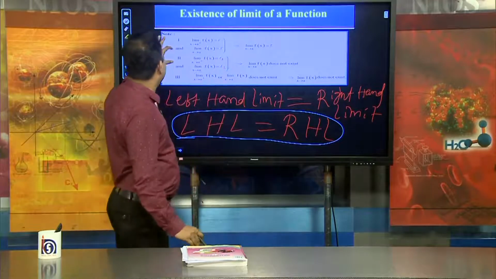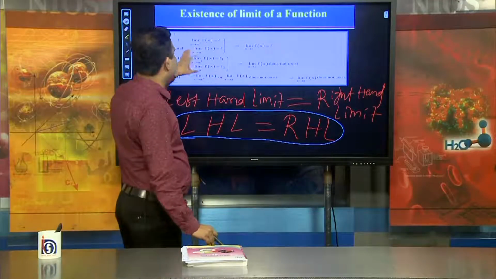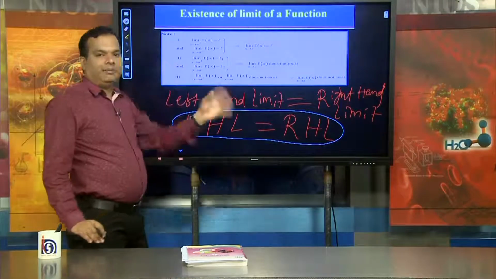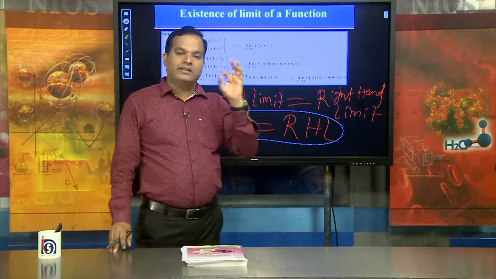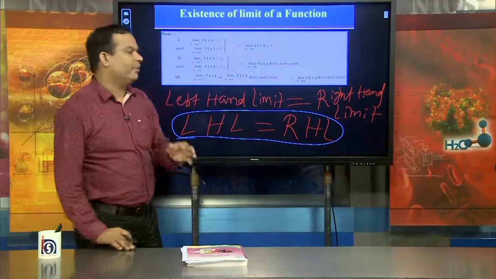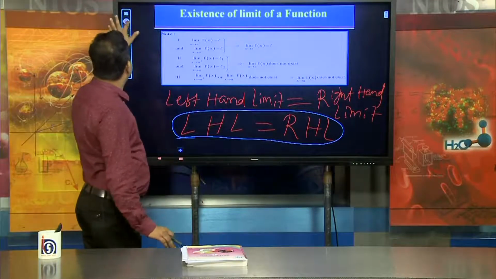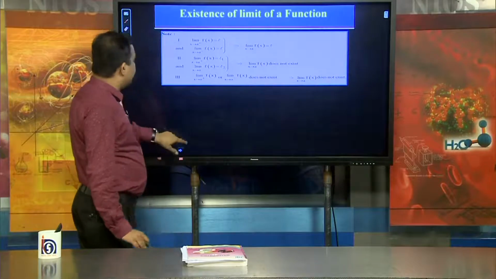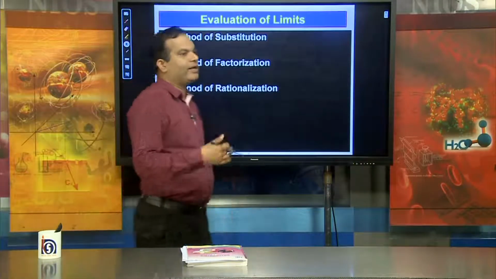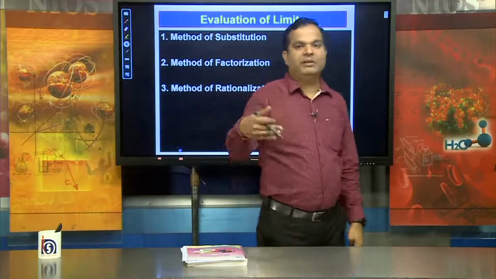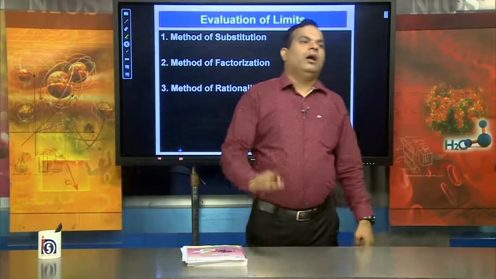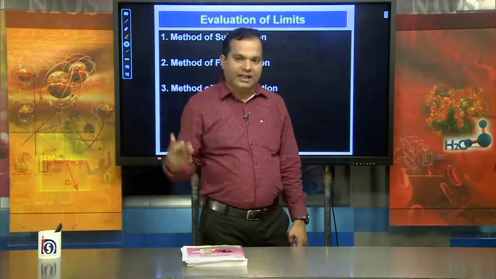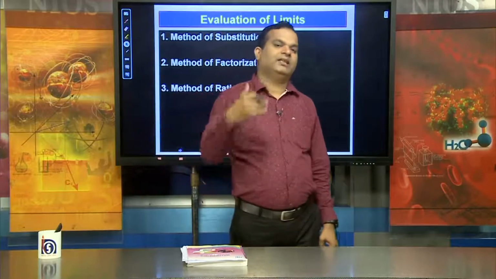So very simply, we have already discussed that the left hand limit value must be equal to right hand limit value. Then we can say the limiting value of the function can exist. Now dear learners, we have to evaluate the limiting value of the function. There are various techniques to find the limiting value of the function.